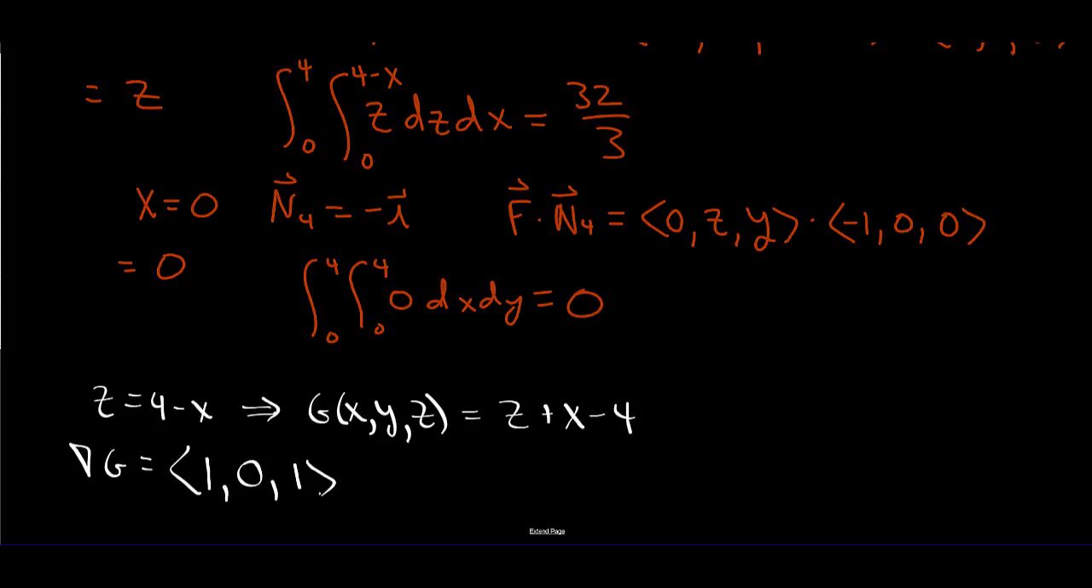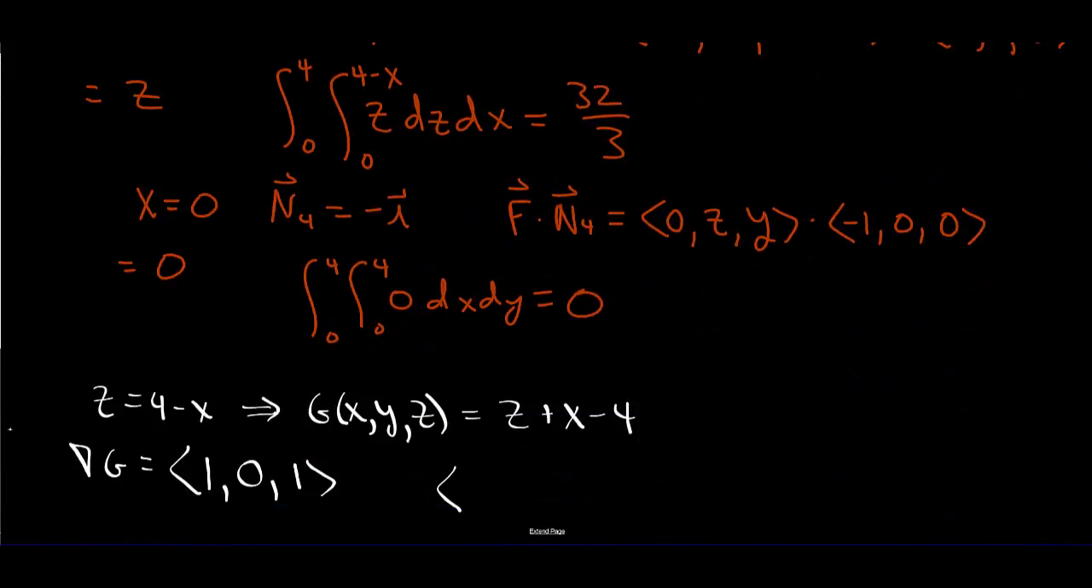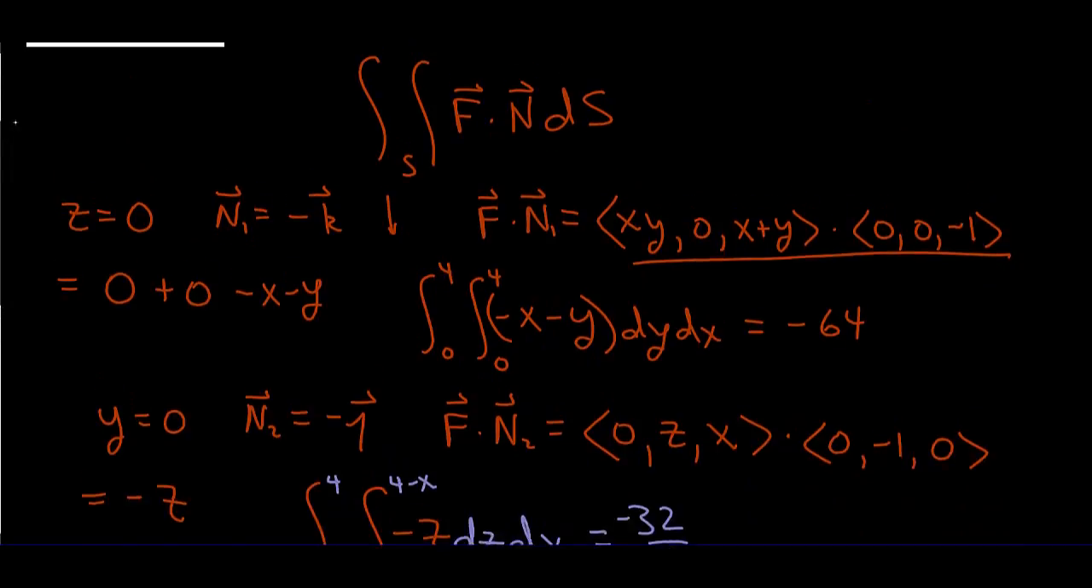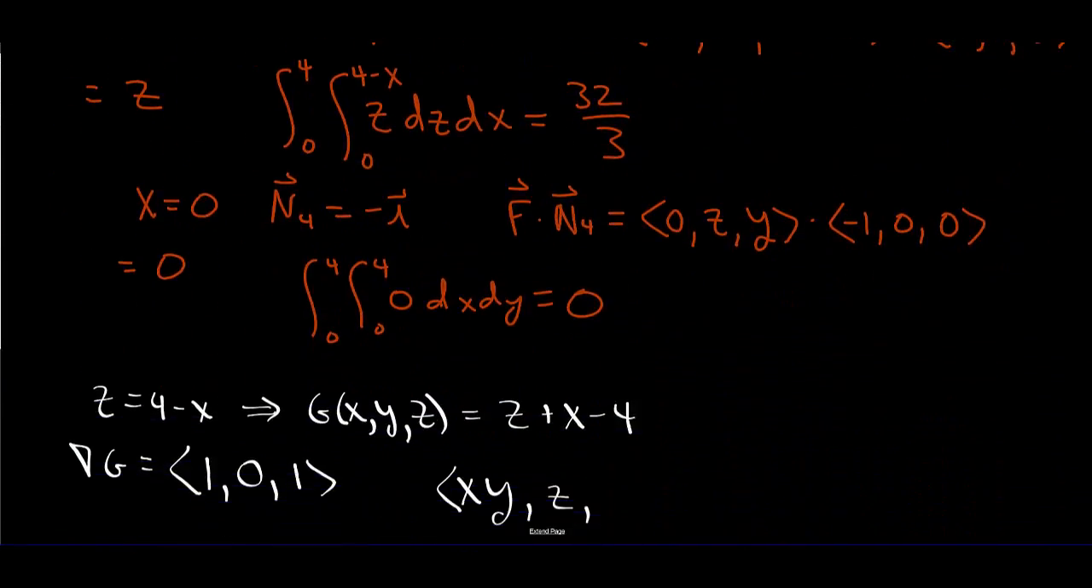Now let's go ahead and find the dot product. So I'm going to see what we've got here. We've got xy, that's the first term. And I'm just going to put z in there. Okay. We know that z is equal to 4 minus x. I'm just going to put z in there for right now, though. And then we've got x plus y. Okay, so x plus y.